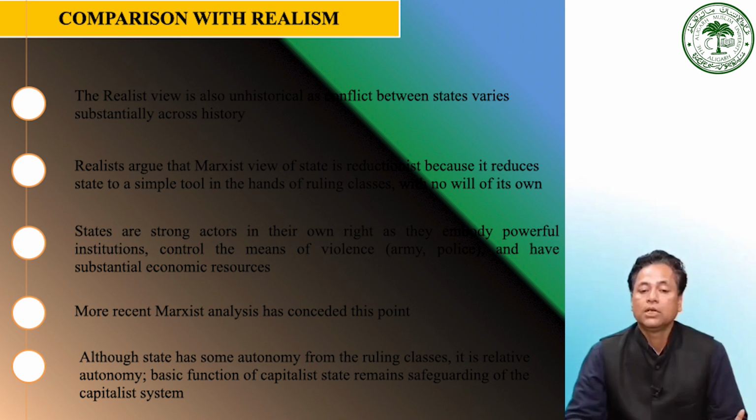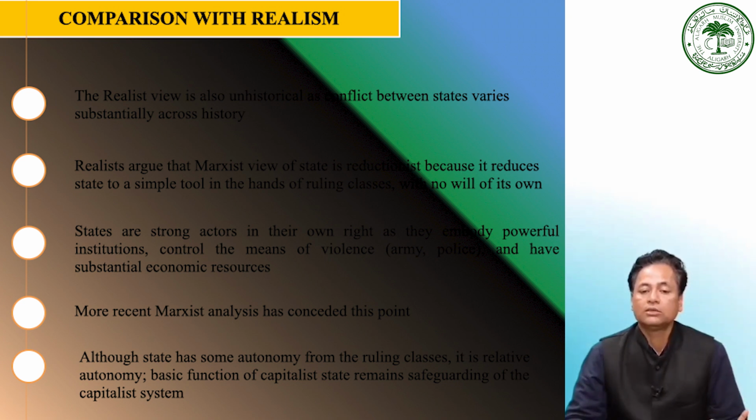Realists argue that the Marxist view of the state is reductionist, because it reduces the state to a simple tool in the hands of the ruling class with no will of its own. So, that was the criticism by the realists against the Marxists, that Marxist theory is highly deterministic, it is reductionist, because it does not look at the state as an autonomous actor. It is basically a tool in the hands of the ruling class, and it has no identity of its own.